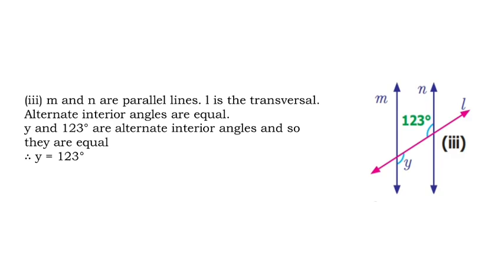Third Roman letter. M and N are parallel lines. L is the transversal. Alternate interior angles are equal. Y and 123 degrees are alternate interior angles and so they are equal. So therefore y is equal to 123 degrees.